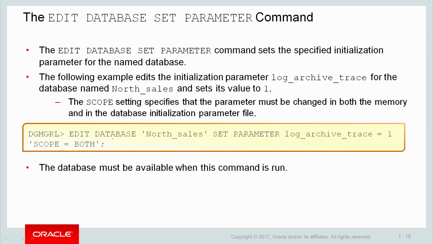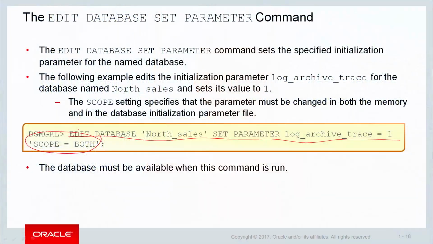The edit database set parameter command sets the specified initialization parameter for the named database. The following example edits the initialization parameter called log archive trace for the database named North Sales and sets it to the value of 1. So edit database North Sales set parameter log archive trace equals 1. And then we have here scope equals both. Now scope equals both is actually the default setting, but it says change it instantly in the current running instance, as well as changing it in the SP file.